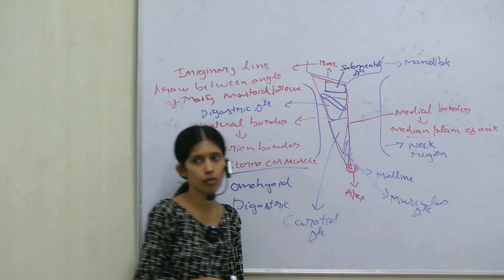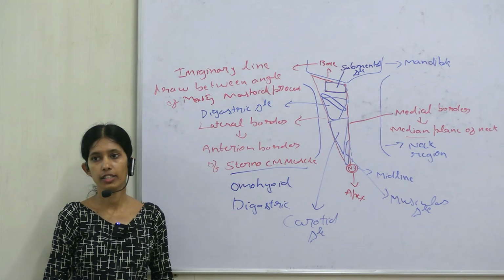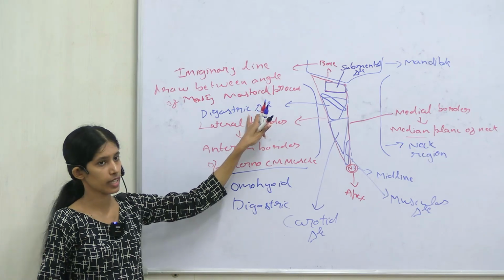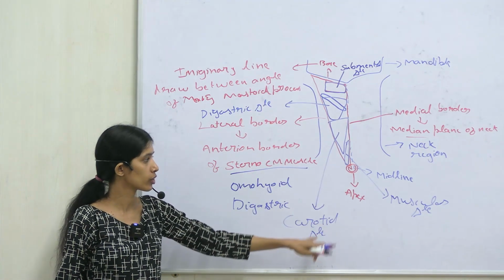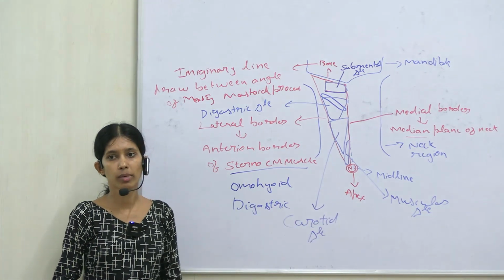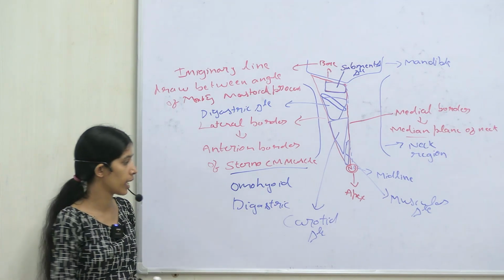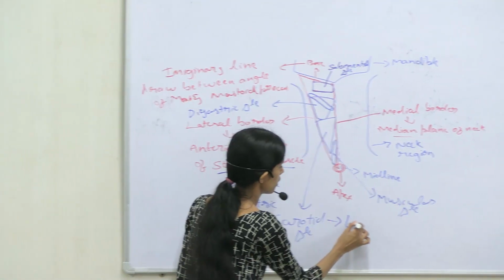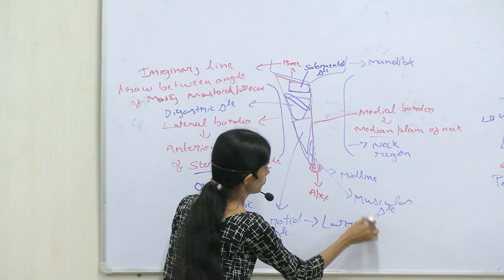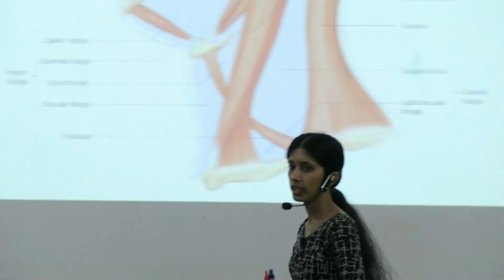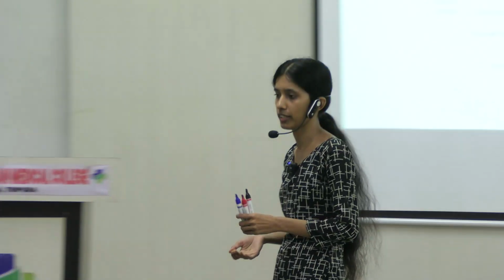These are the 4 divisions of your anterior triangle. The first one is submental, the second one is digastric, third one is carotid triangle, and the last one is muscular triangle. Among all the 4 triangles, carotid is the largest one. Okay, this is all about the introduction to your anterior triangle. Any doubts in this?